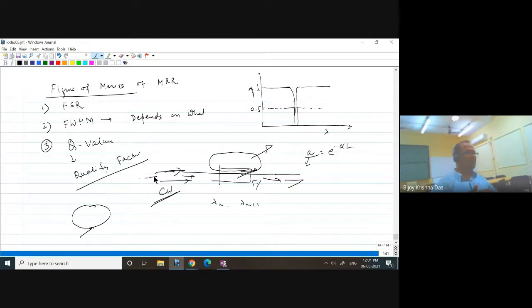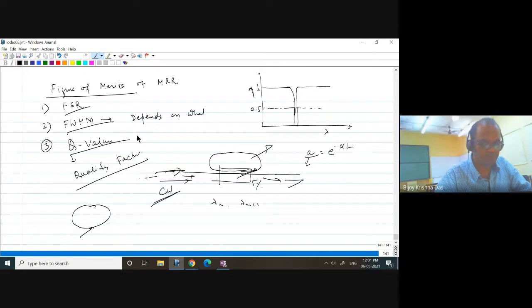In the next class, I'll be discussing FSR, FWHM, and Q values. They are very important because this ring resonator is very important for all sorts of applications, including linear, nonlinear, detectors, demodulators, all sorts of applications. So I'll be discussing it a little more in depth. Today I stop here.